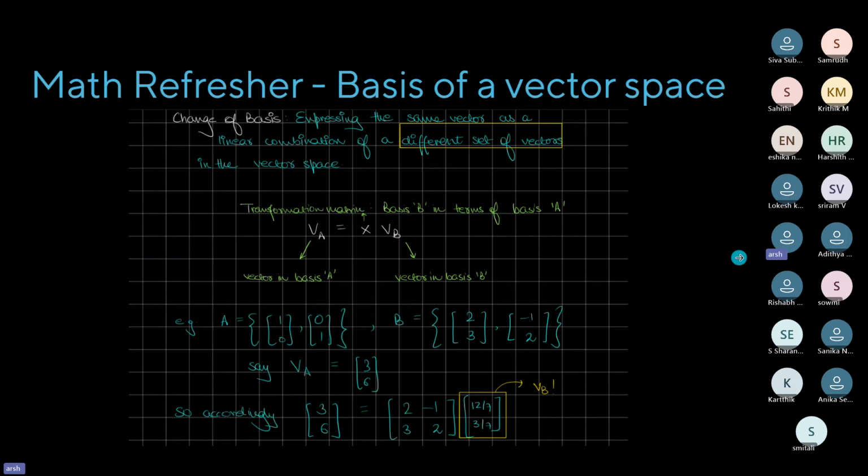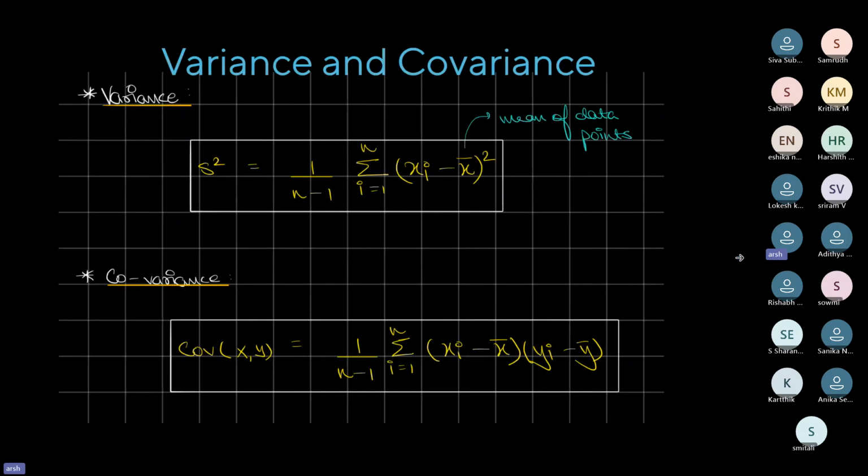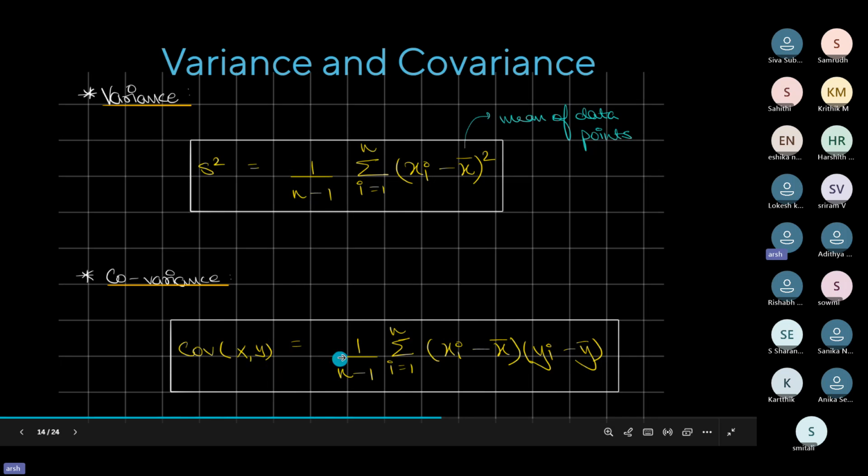Next, we need to discuss variance and covariance. This is something from statistics. The variance of a random variable is defined as 1 over n or 1 over n minus 1, anything works, summation i from 1 to n, (xi minus x bar) whole square, where x bar is the mean of the data points. And the covariance between two random variables x and y is defined as 1 over n minus 1, summation i from 1 to n, (xi minus x bar) into (yi minus y bar).